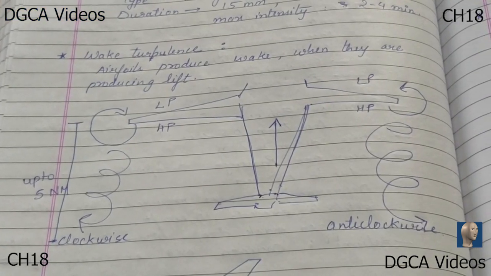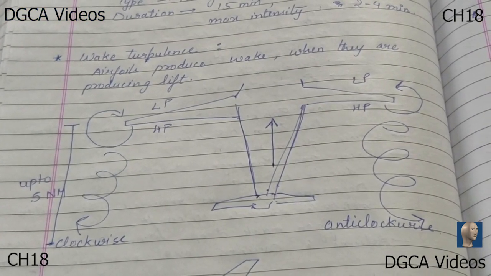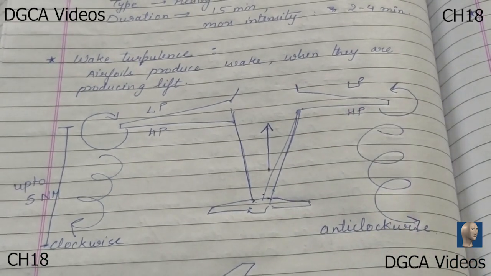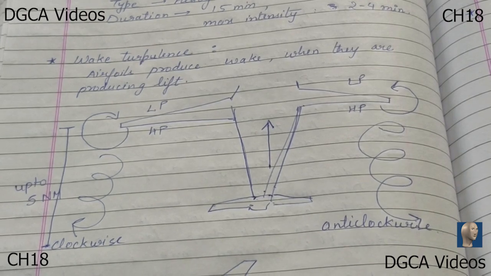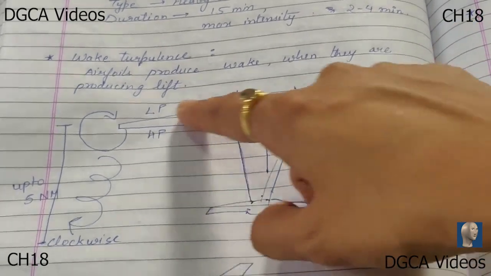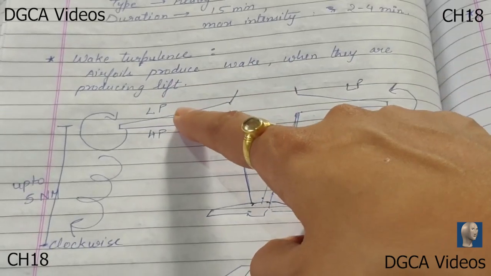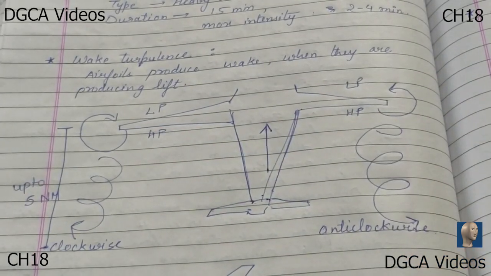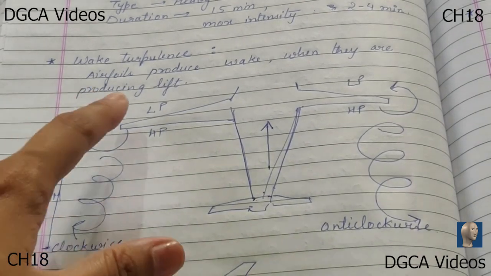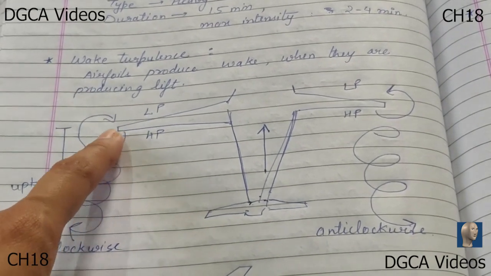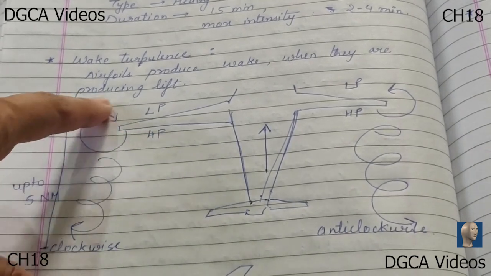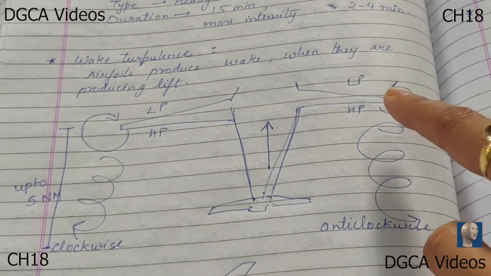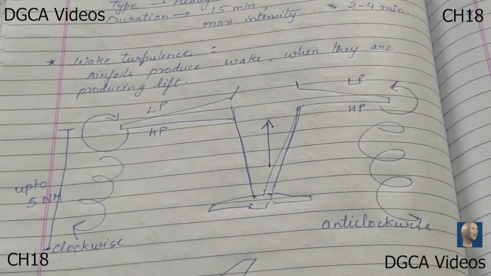Wake turbulence. Airfoils produce wake turbulence when they are producing lift. As you can see, this is a very rough diagram of an aircraft, but as long as you understand it, these are the wings. Above the wing, as you know, it is a low pressure area, and below it is a high pressure area. The winds always tend to move from high pressure to low pressure. So on this wing, the air will curl up in the clockwise direction and go up to the low pressure area, and on the right wing, it will go in the anti-clockwise direction.